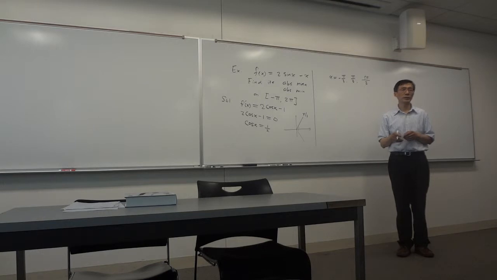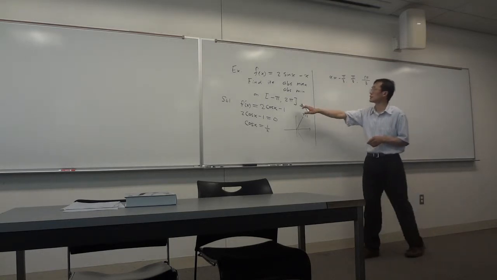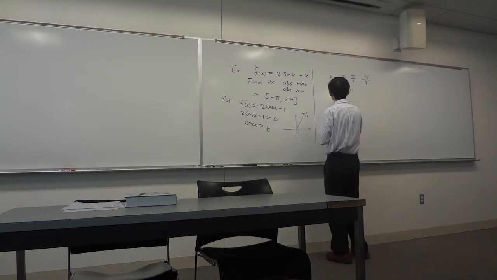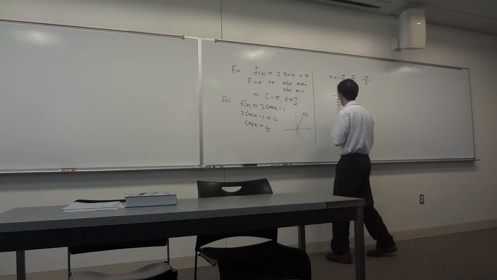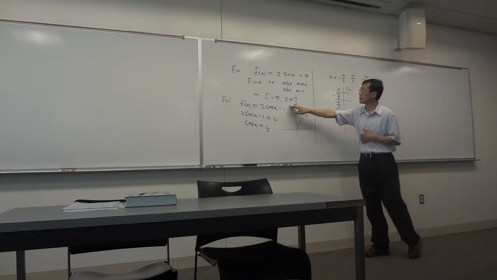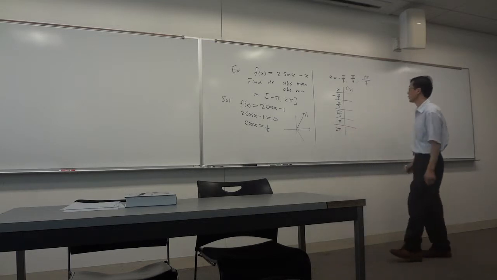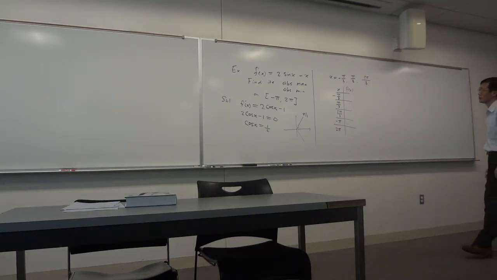And then you just have to make a table including those 3 numbers plus the 2 endpoints. So you make a table like this, x and f(x). You put those 3 critical numbers here: minus pi over 3, pi over 3, 5 pi over 3. Those are the 3 critical numbers. Then you include the 2 endpoints, which are minus pi and 2 pi. Then you just plug in the value for each one of them.